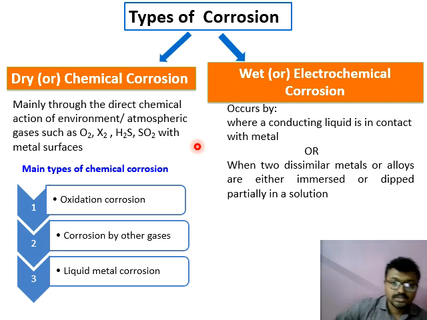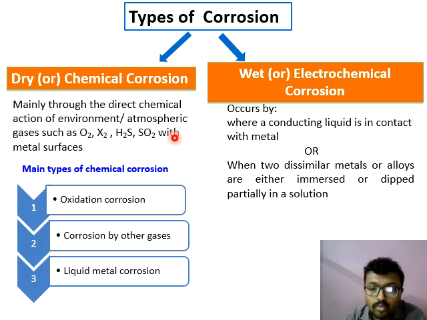Now, types of corrosion. Corrosion can be of two types: one is dry corrosion, another is wet corrosion. Dry corrosion means corrosion without any solvent or solution. That is called dry corrosion, or chemical corrosion. Wet corrosion is with some solvent or solution. Corrosion in solution is called electrochemical corrosion, meaning corrosion in an electrochemical cell. We'll discuss these two types of corrosion.